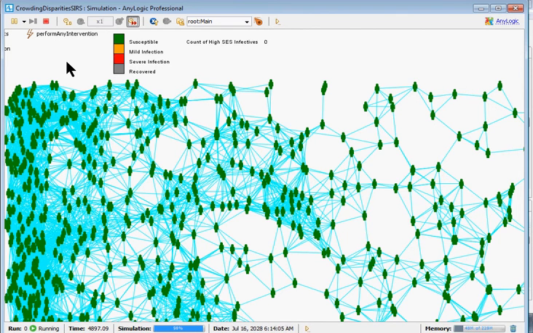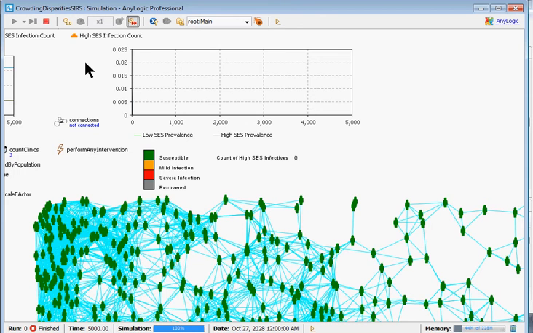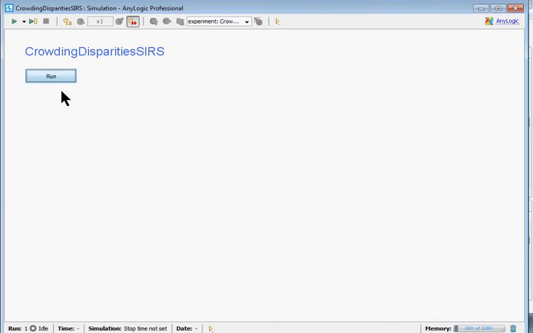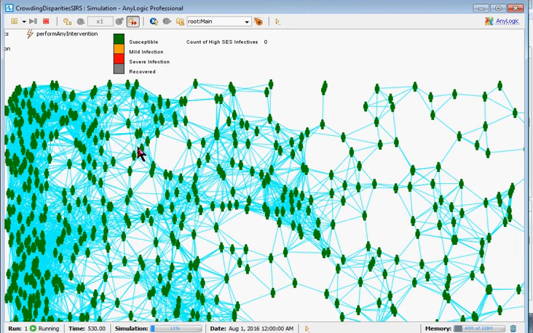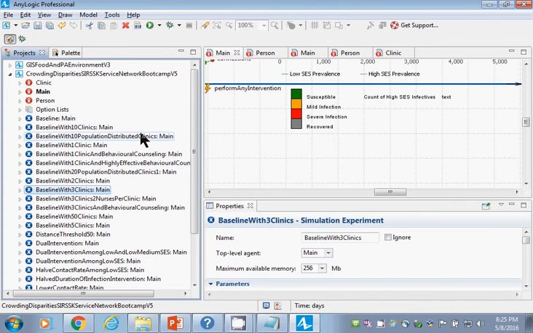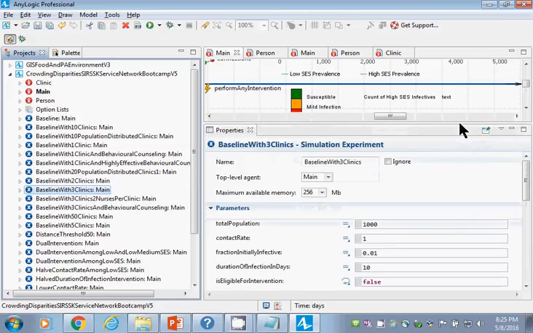Well, ladies and gentlemen, for this I want to introduce you to another feature of AnyLogic. If we go to this baseline with 3 clinics, what happened is that the infection by happenstance died out. But you'll notice it happens every time we run that model. And it's a reflection of stochastics. It's a reflection of the fact that certain features in the model are uncertain. Okay, and I'll show you that in just a minute.